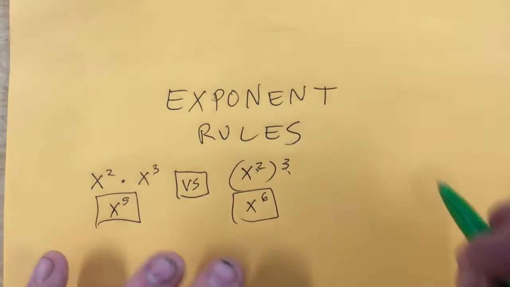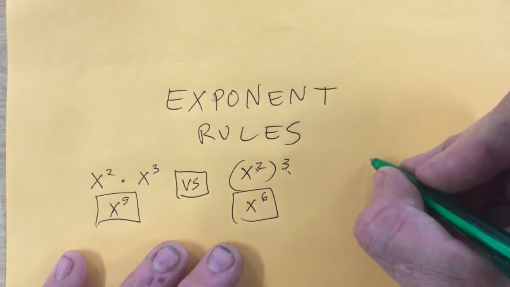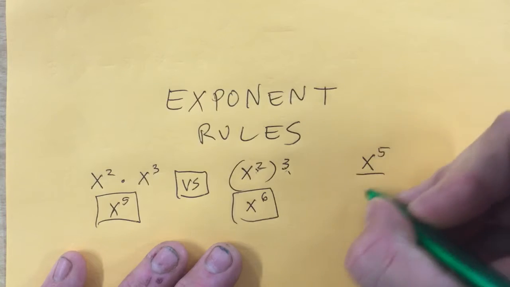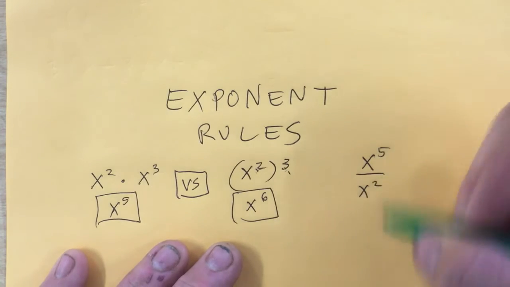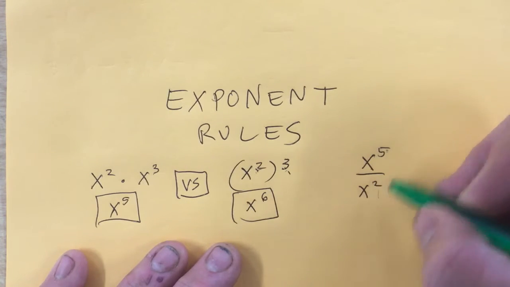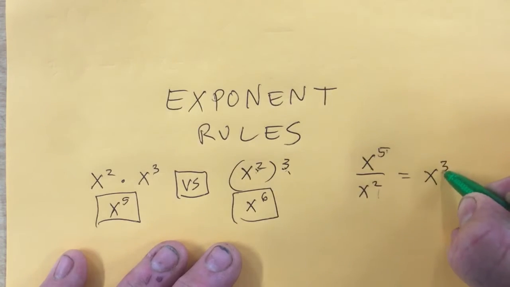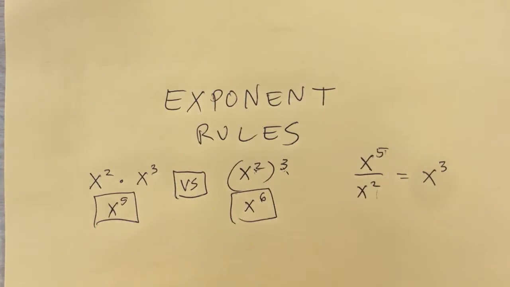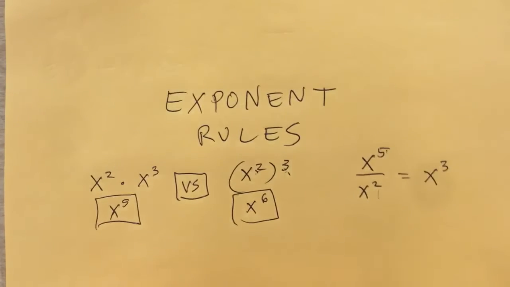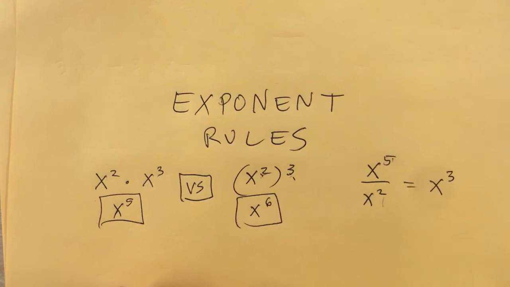Another rule we have is if I'm dividing, like x to the fifth divided by x squared. When I divide these, I just subtract the exponent. So this is going to be x to the third. All right, so these are our main rules that we're going to be looking at as far as exponents today. Okay.